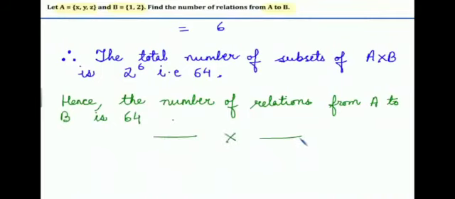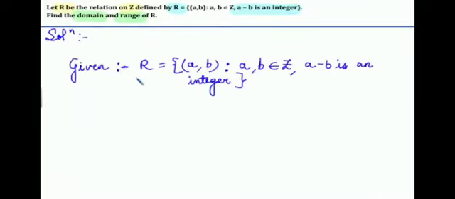Okay. Now move on to our last question. Let R be the relation on Z defined by R, where relation is equal to (a, b), where a, b belong to Z and a minus b is an integer. Find the domain and range of relation R. If you want to try by yourself, just pause the video and try.